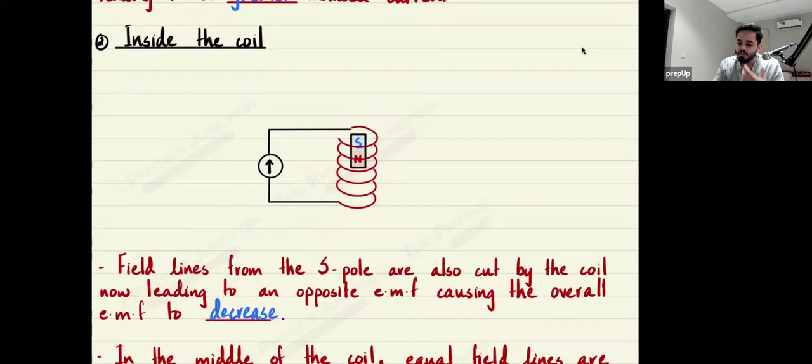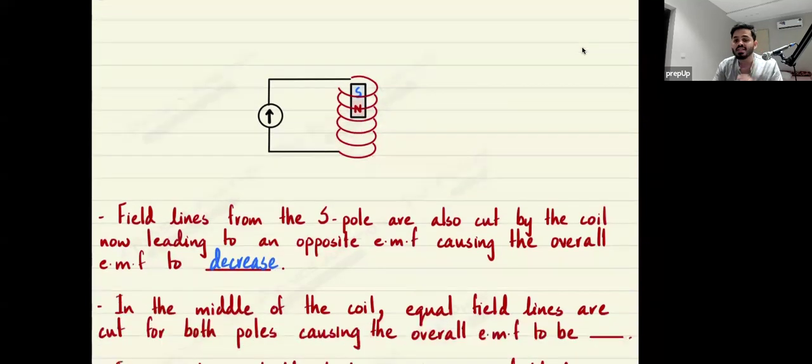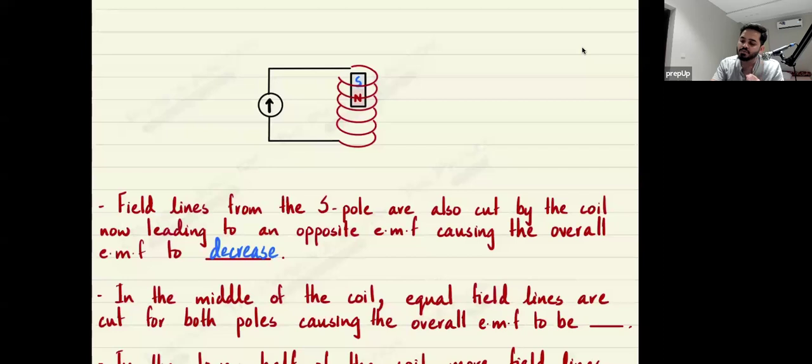And such a scenario will happen that when it's in the middle of the coil, as many field lines are being cut by the coil that are coming out from the north end, an equal amount of field lines would be cut by the coil coming out of the south end. So both EMFs will be equal. So the overall EMF will be 0.